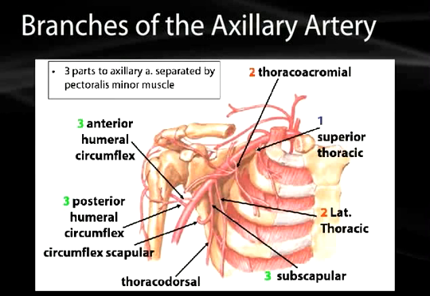Each of these three parts is separated by the pectoralis minor muscle. If you're proximal to that portion, you're going to be part 1. If you're behind it, you're going to be part 2. And if you're lateral to it, you'll be part 3.